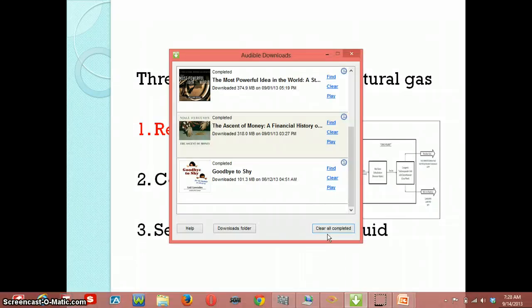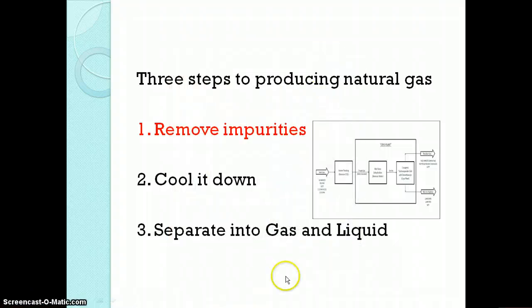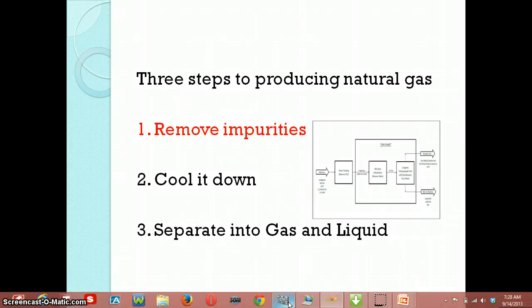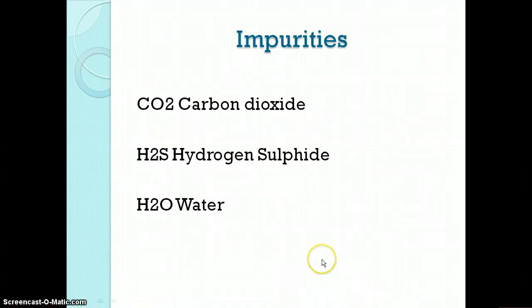So I'm going to be looking at three steps to producing natural gas. Number one, you remove the impurities. Two, you cool it down. And three, you separate it into gas and liquid. So how do we do this? If you want to remove the impurities, at least we need to know what impurities are. Number one is carbon dioxide, two is hydrogen sulfide, and three is water.